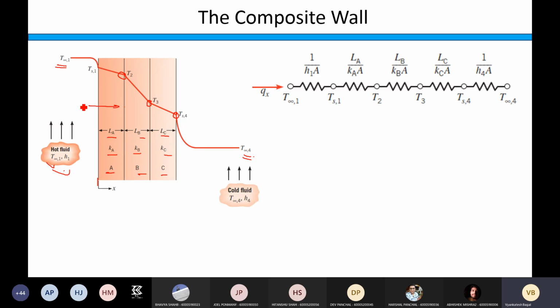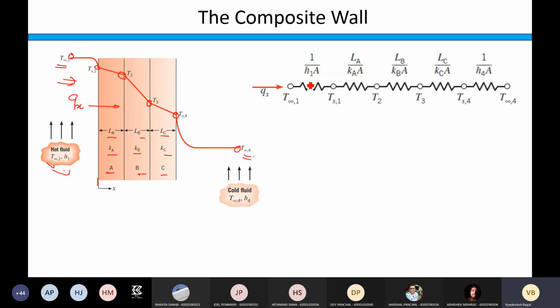So the heat transfer is taking place in this direction. Qx is shown, and all the temperatures are shown at these nodes: 1, 2, 3, 4, 5, and 6 nodes, and the resistances.